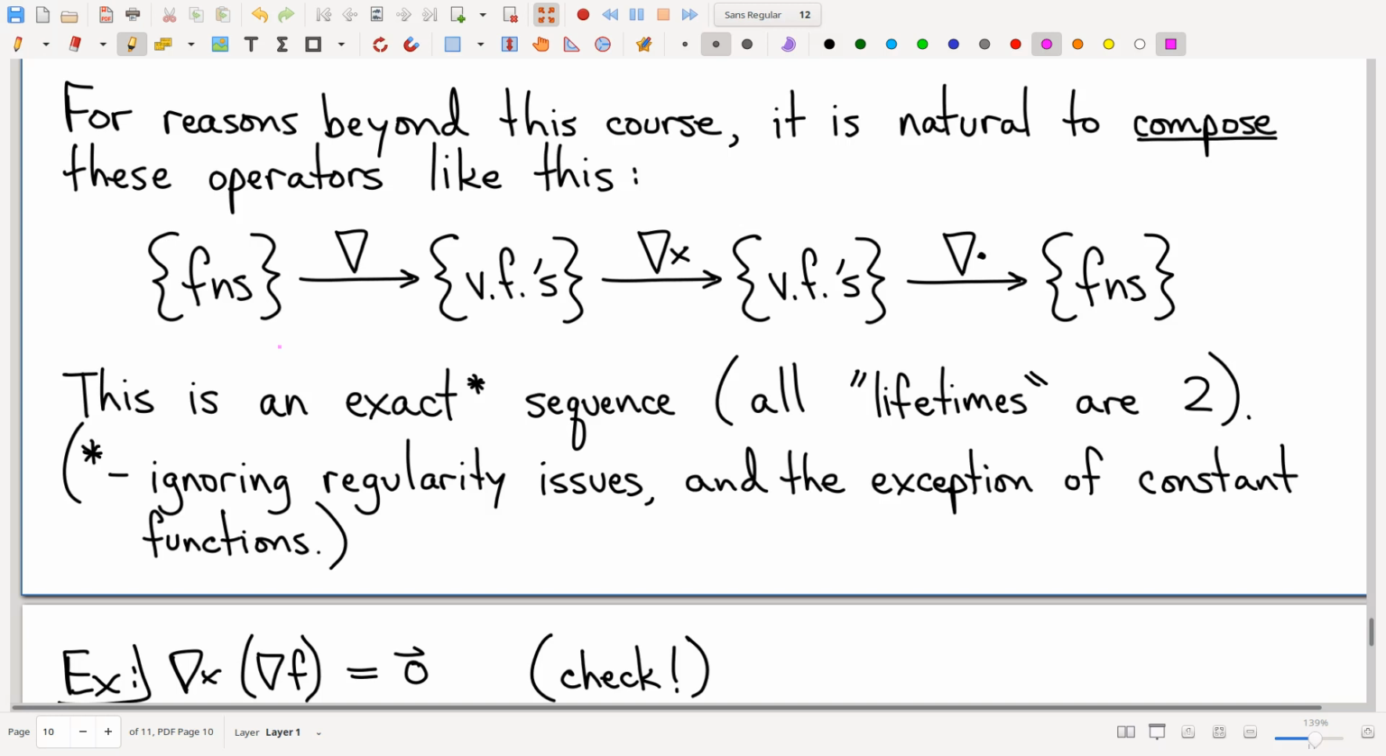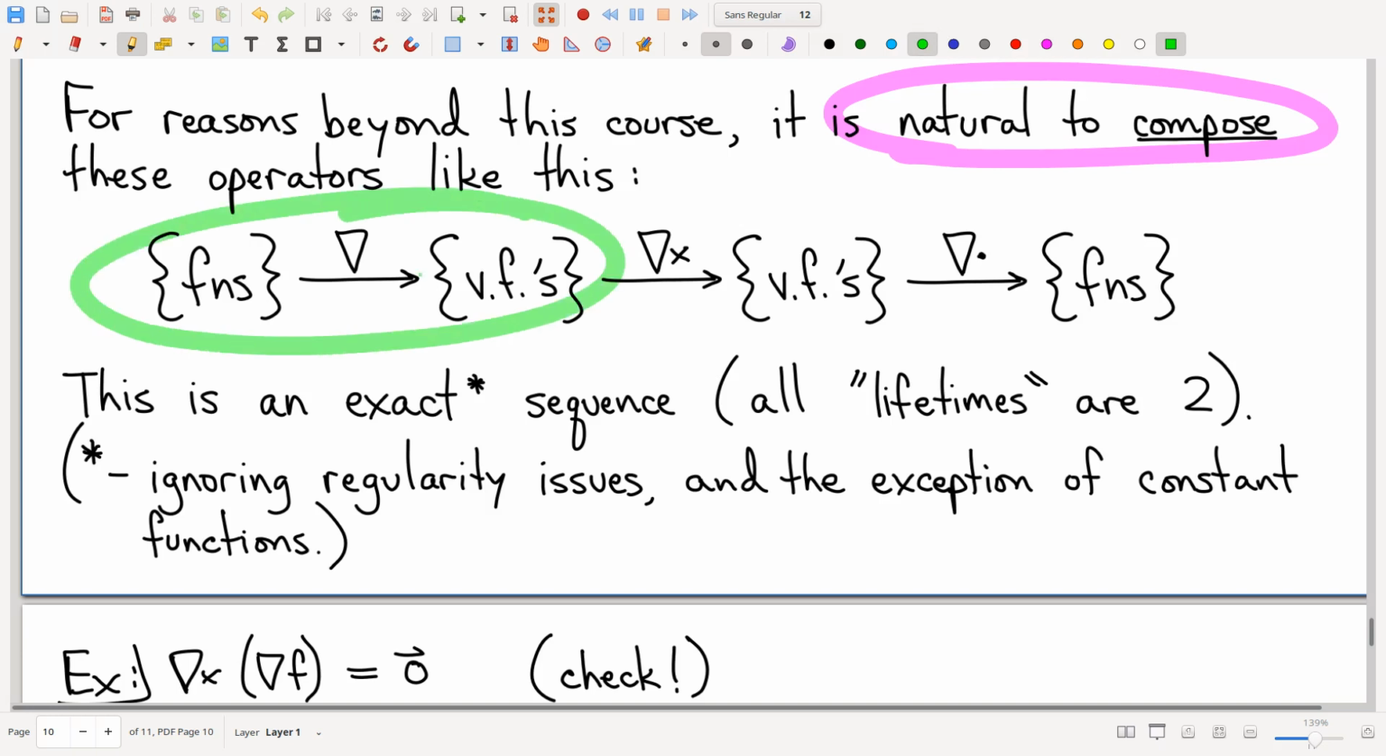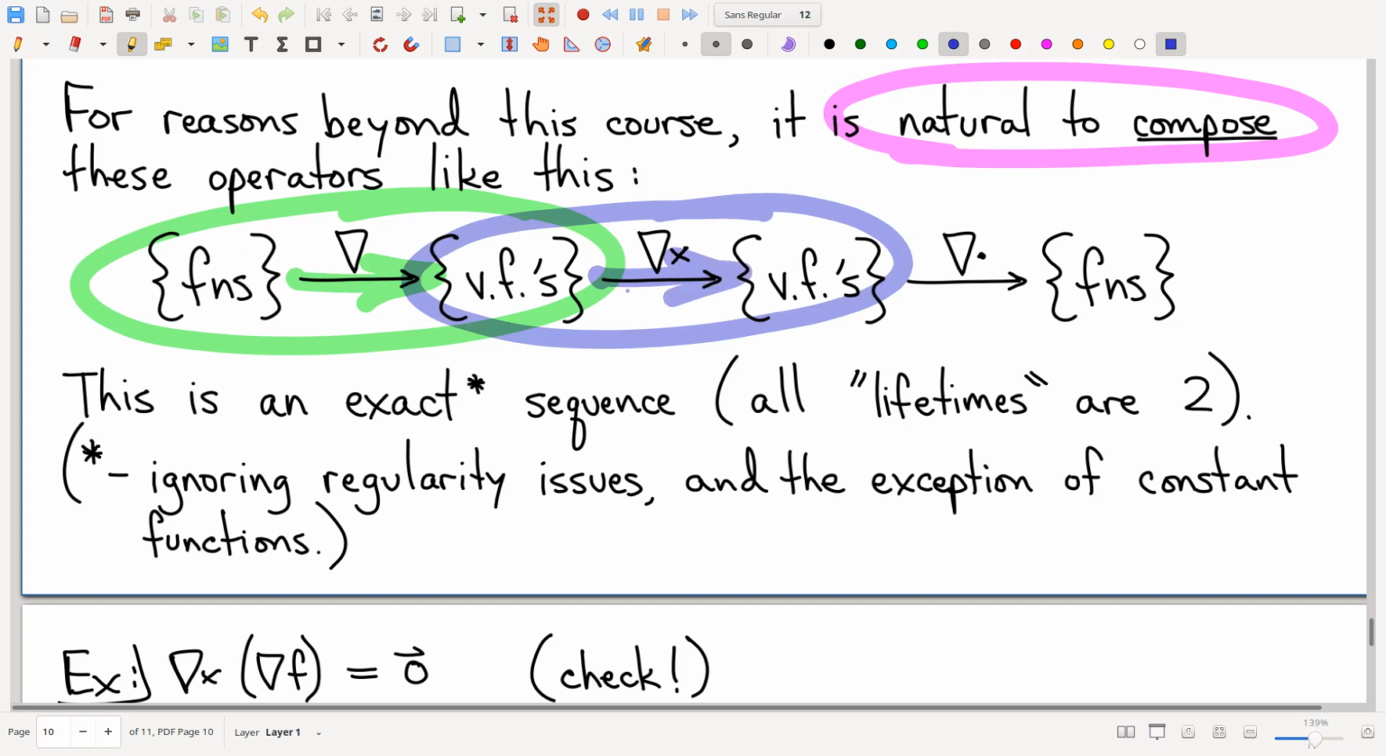Turns out, boiling off the formalities and the rigor and the abstractions and the details, the bare bones, the punchline, the takeaway that y'all can actually benefit from is that it really makes sense to compose the operators in this exact specific order. So keep in mind when you take a gradient, that turns a function into a vector field. Curl then turns a vector field into another vector field. Divergence takes a vector field and then produces a real-valued function.